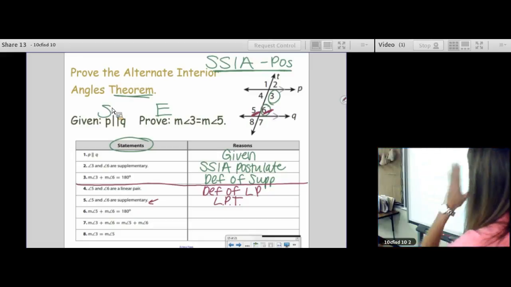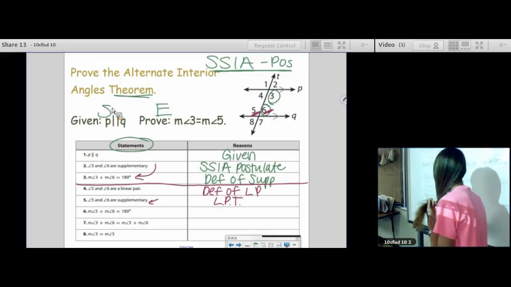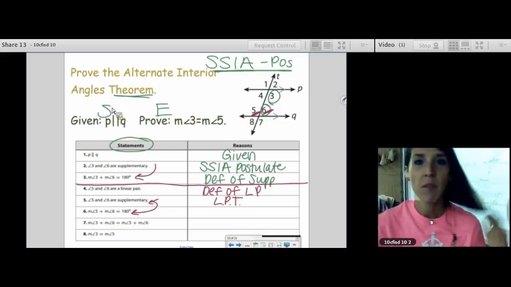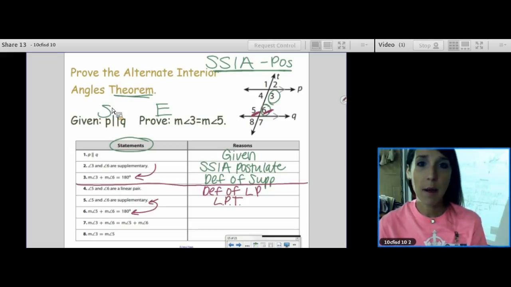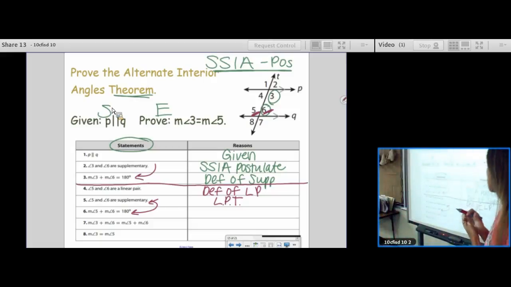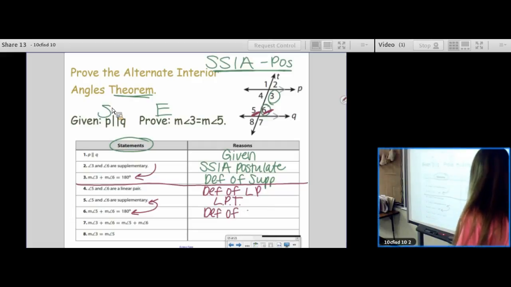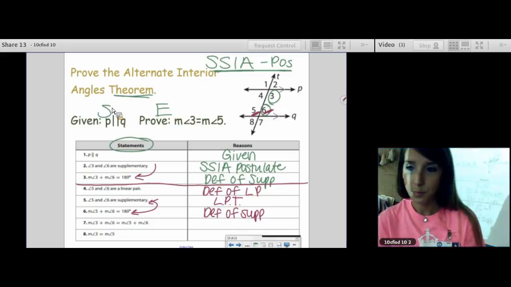Okay, now that I said they're supplementary, oh, this looks familiar. Look at this. From here to here and from here to here. I'm doing the same thing I've already done in my proof with a new set of angles. Now I want to say 5 and 6 add up to 180, and it's going to be the same reason as before. Definition of supplementary. You can use something twice in a proof.